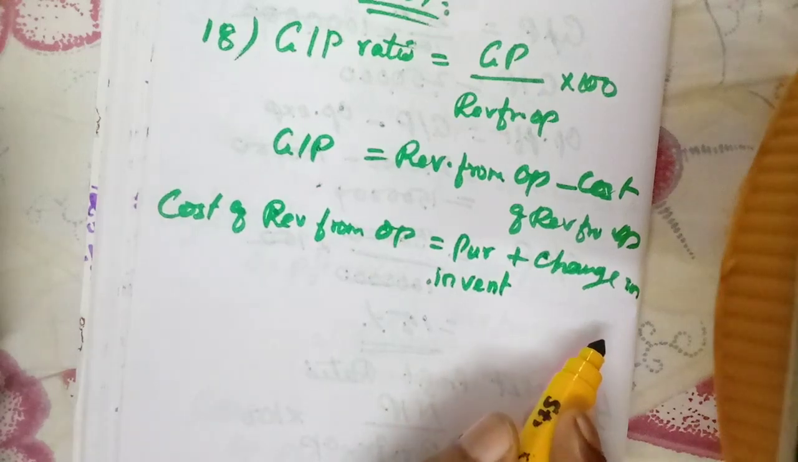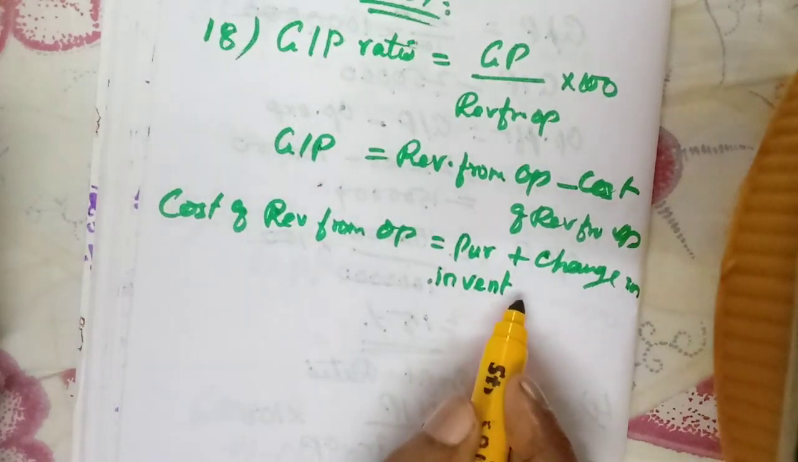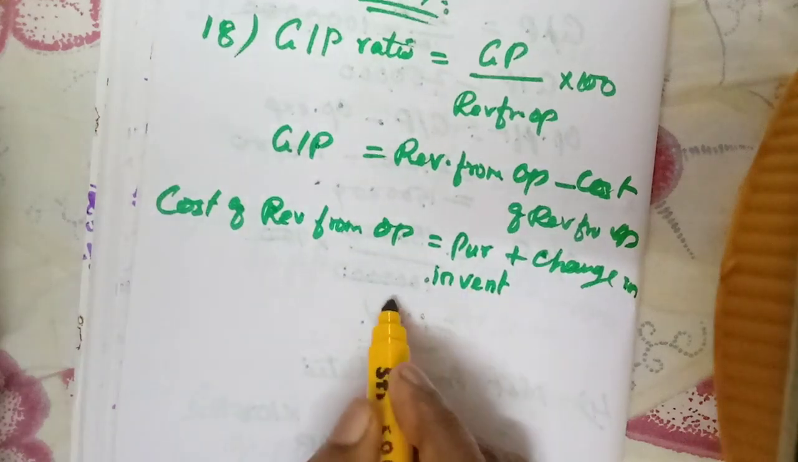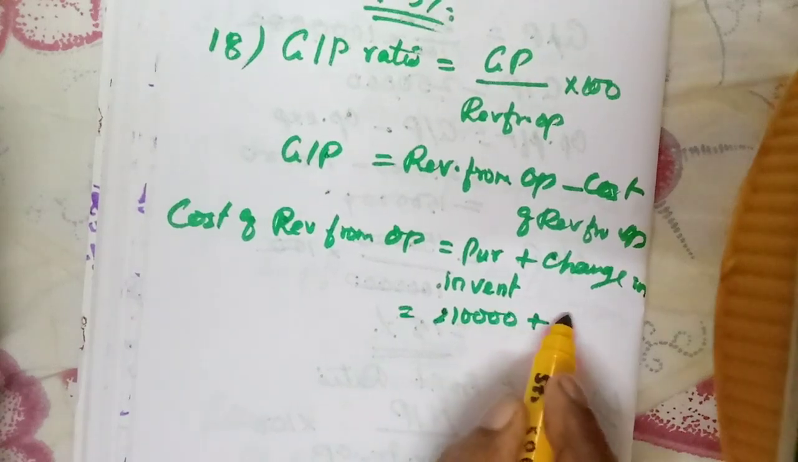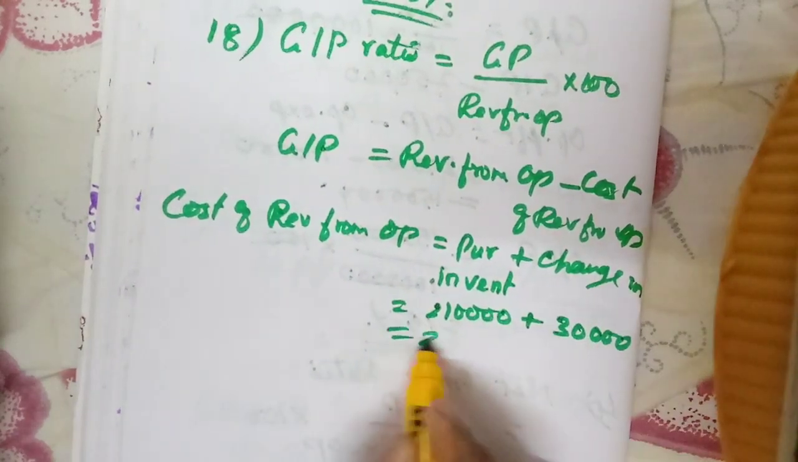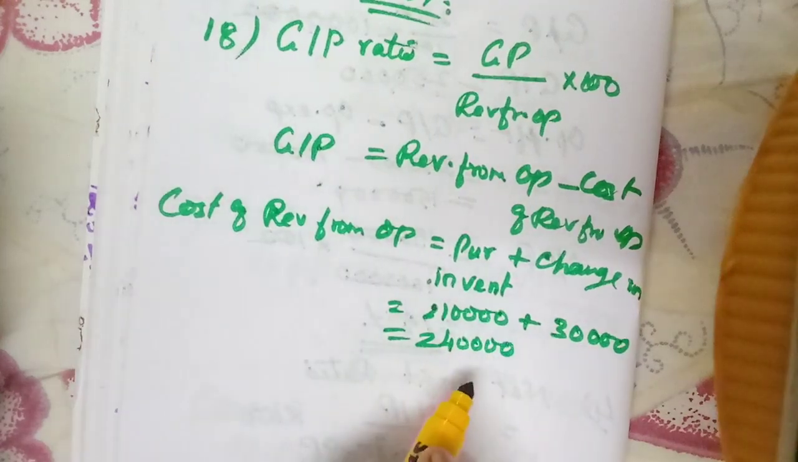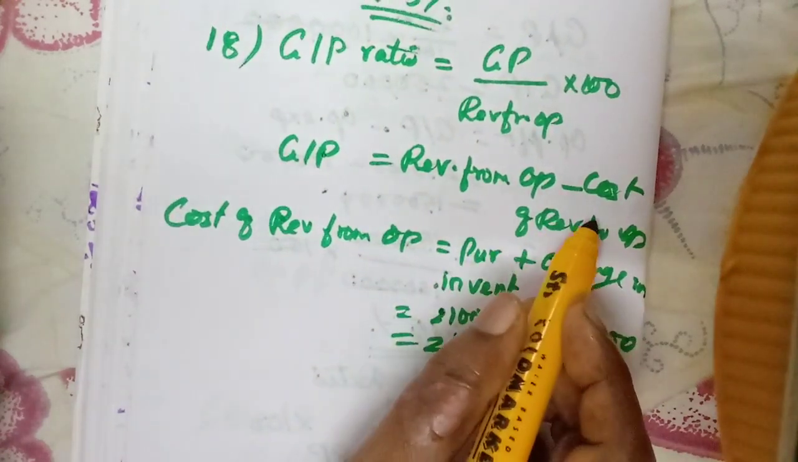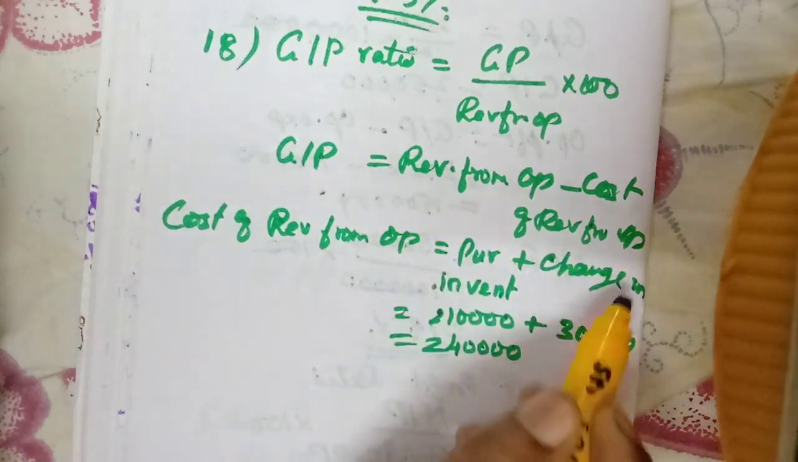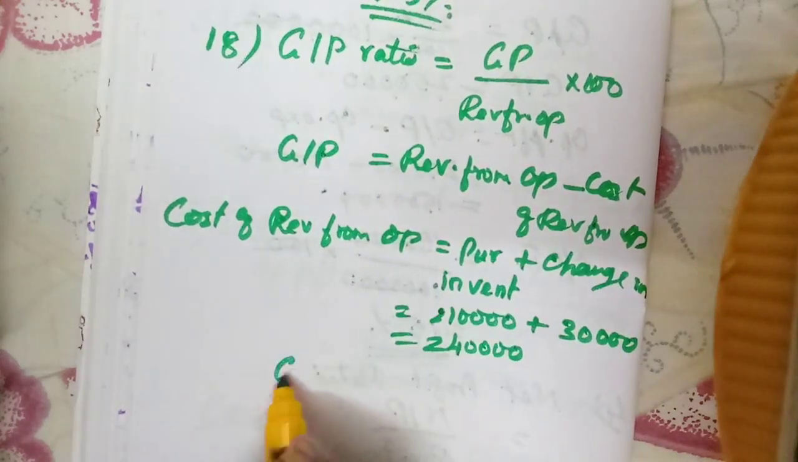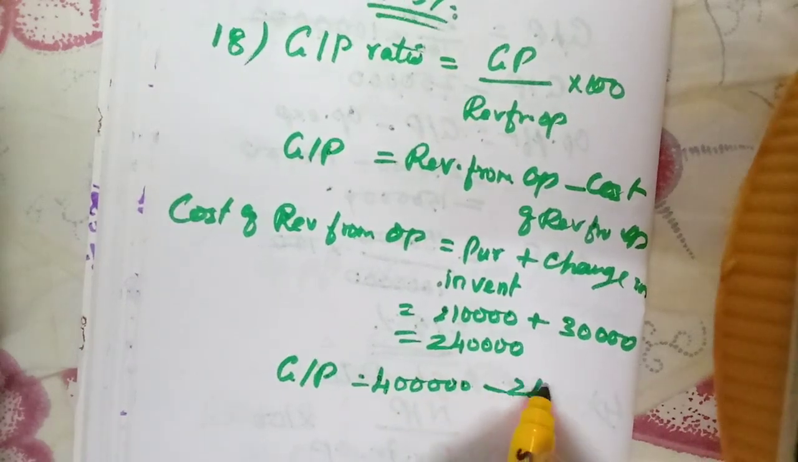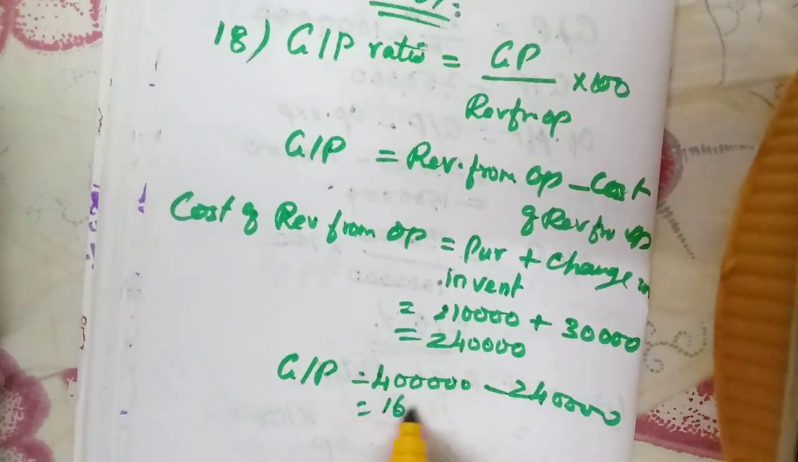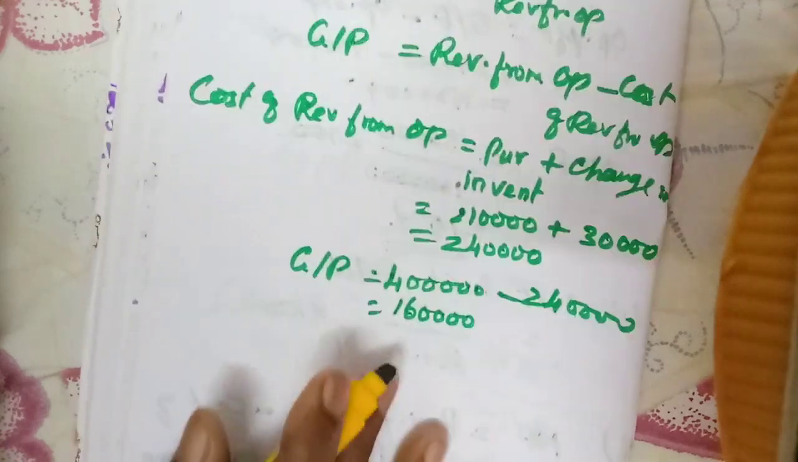any explanation given? No. Then direct expenses are not available, isn't it? So purchases how much? 2,10,000 plus change in inventory 30,000. So 2,40,000. So cost of revenue from operation we have got. Then revenue from operation, 4 lakh, minus 2,40,000, 1,60,000. Now we have got gross profit.